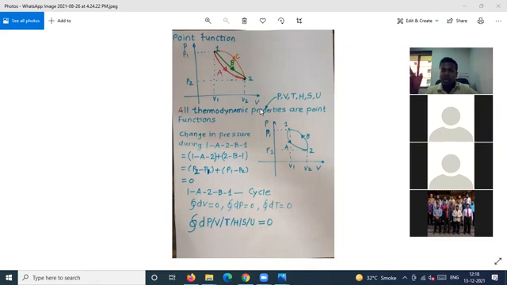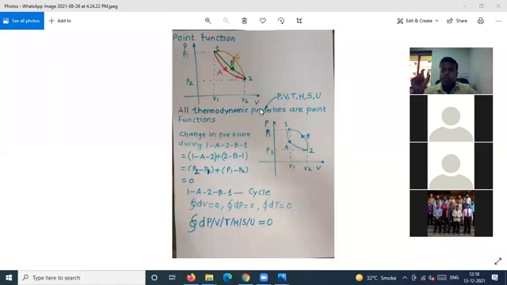So it indicates that when you plot any process on a PV diagram, the area below that process will give you the value of work done. A similar case is going to happen with heat transfer, because the formula for heat transfer is the integration of TdS.